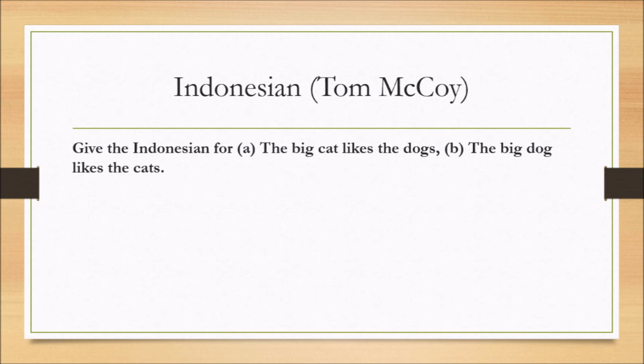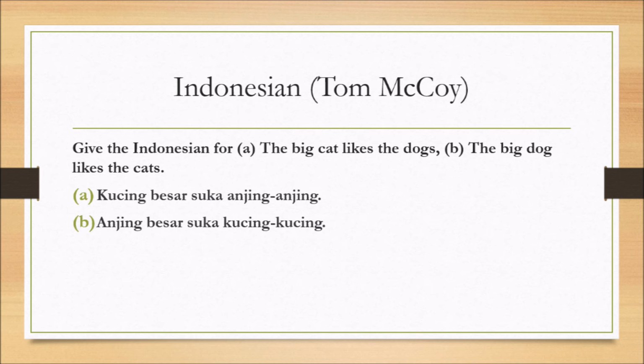Now we look at the question, and we have to give the Indonesian for the big cat likes the dogs and the big dog likes the cats. Well, all you have to remember there is that plurals mean that a word is going to be repeated or reduplicated, and that the word for big is going to come after the noun rather than before it. So here we go.